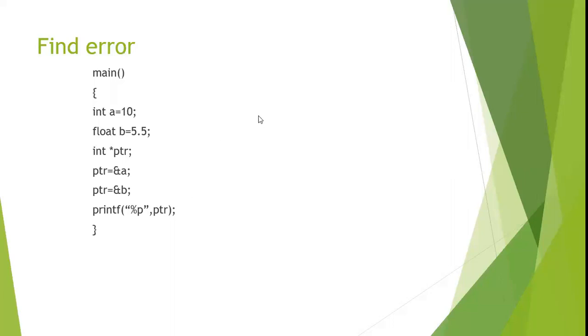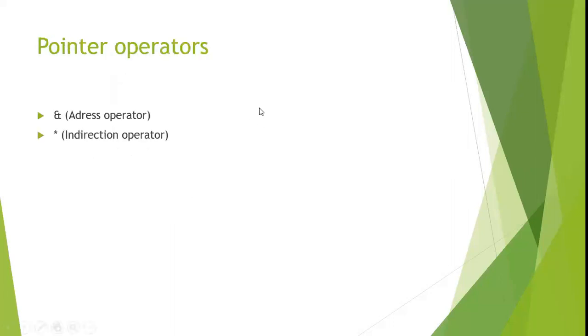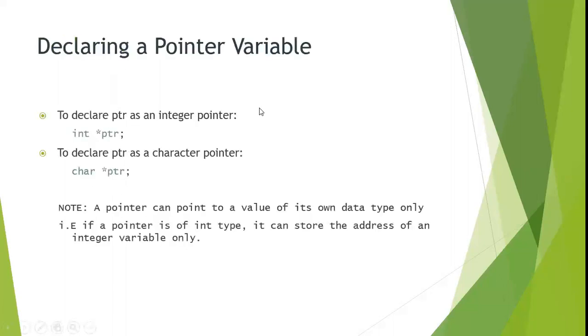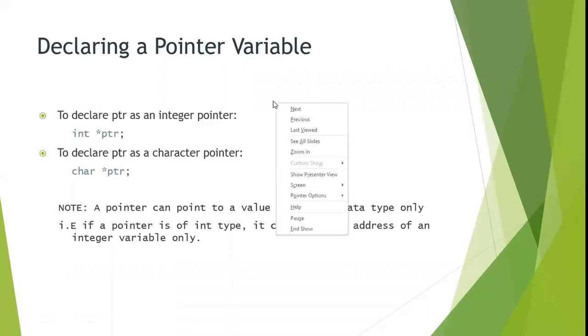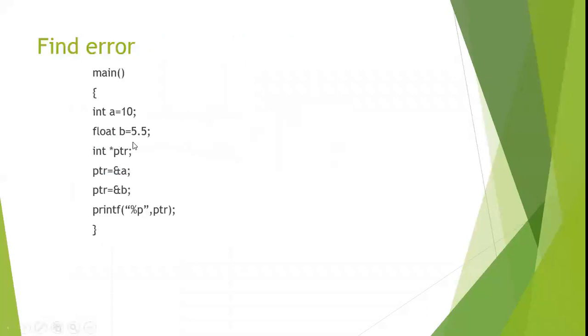No, not at all. Please follow the concept which I have just told you. If you remember this concept, a pointer storing the address of an integer variable should be an integer pointer, and a pointer storing the address of a character variable should be a character pointer. So moving with this, let's see the program again. What do you think is the error in this program, keeping this in your mind?